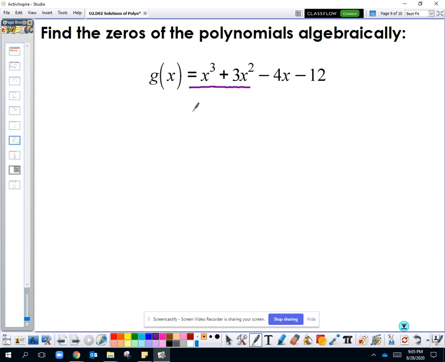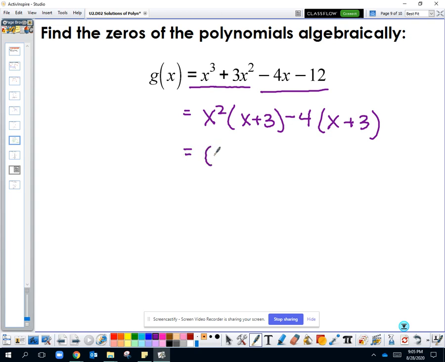The greatest common factor of the first 2 terms would be x squared. When I divide that out, I'm left with x plus 3. The greatest common factor of the last 2 terms is negative 4, and I'm left with x plus 3 again, dividing a negative 4 out of negative 12. The 2 things in parentheses are the same, so I can group that together as a binomial, and then I take all the leftovers, and that creates the second binomial. Right now, in this factored form, I only have 2 solutions, but I know my degree is 3, so that means I'm not quite done factoring yet.